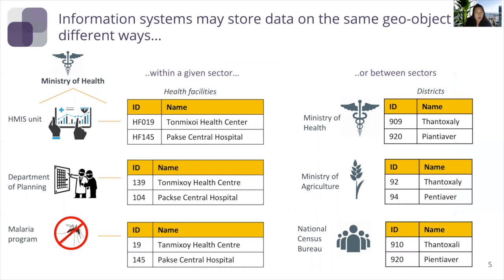As an example, within the Ministry of Health, one health center might be spelled just a little bit differently between an HMIS unit and a Department of Planning and a malaria program, and might certainly have a completely different ID. This might be exacerbated between sectors when you also have districts or villages facing the same problem, where they're spelled a little bit differently between different sectors and certainly might have different IDs. For all intents and purposes, when you look in the information system, they might as well be completely different health centers or completely different districts.